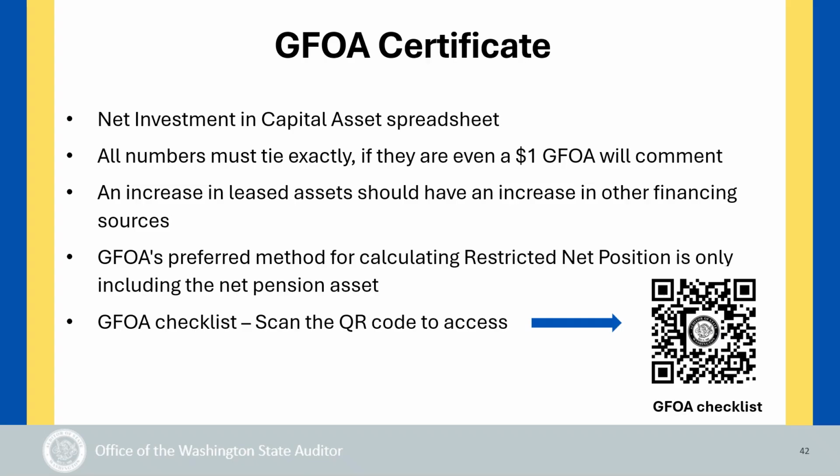GFOA has a preferred method for calculating the restricted net position that is different than SAO's preferred method. GFOA prefers that the restricted net position only includes the net pension asset. For any government that is currently presenting an ACFR or is planning on producing one in the future, we would recommend using the QR code on the slide to access GFOA's checklist. This checklist is used to determine if a government will receive a Certificate of Excellence and is a great way to prepare your financial statements for this award.